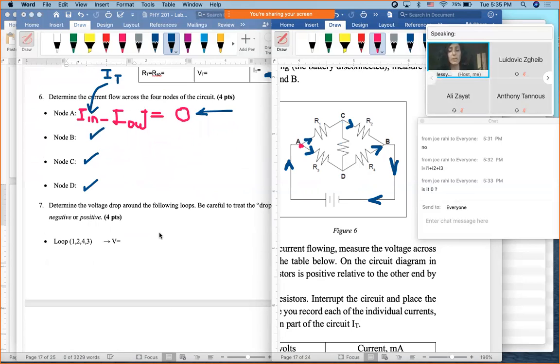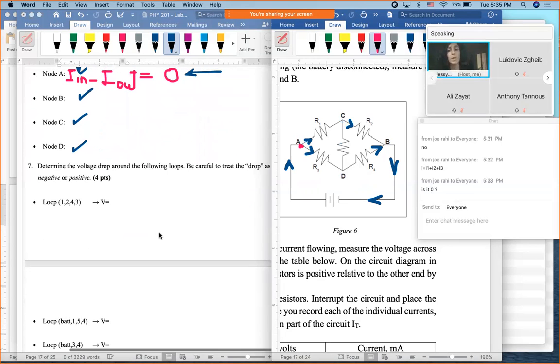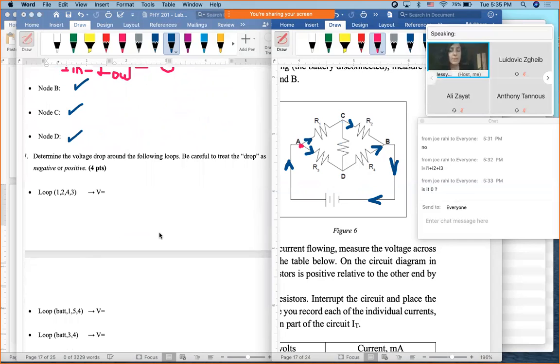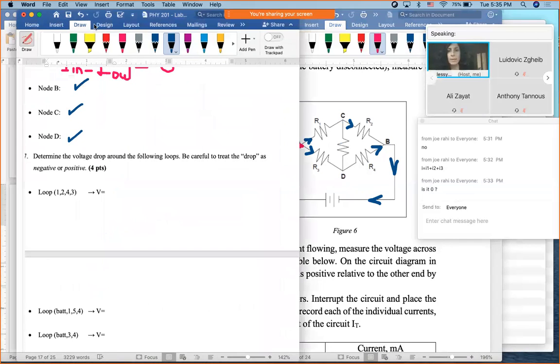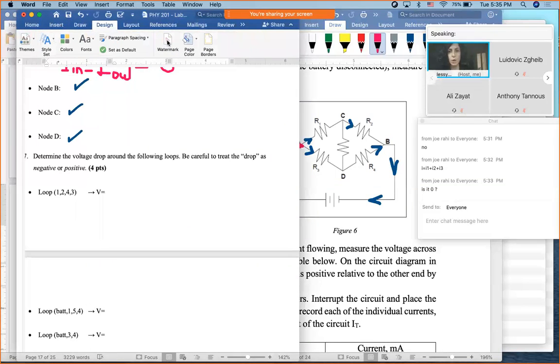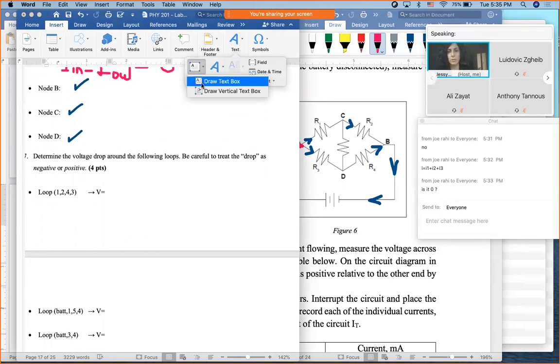Now we're going to do the voltage drop. The voltage drop is a bit tricky, and I'm going to try to follow the course and probably insert a text box. How do I insert a text box? Insert a text box, text box, all right. Insert a text box, okay.